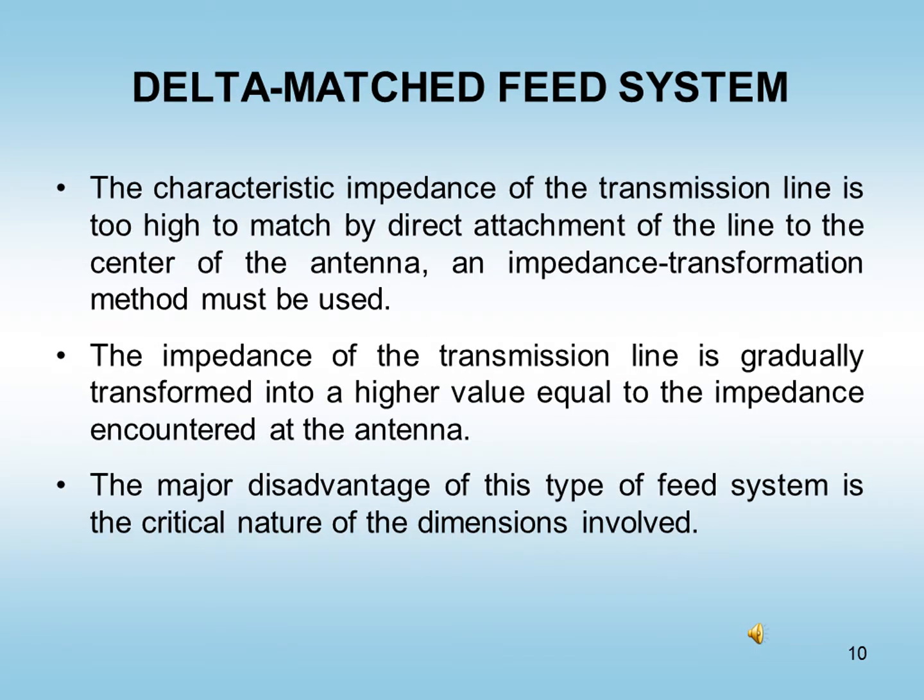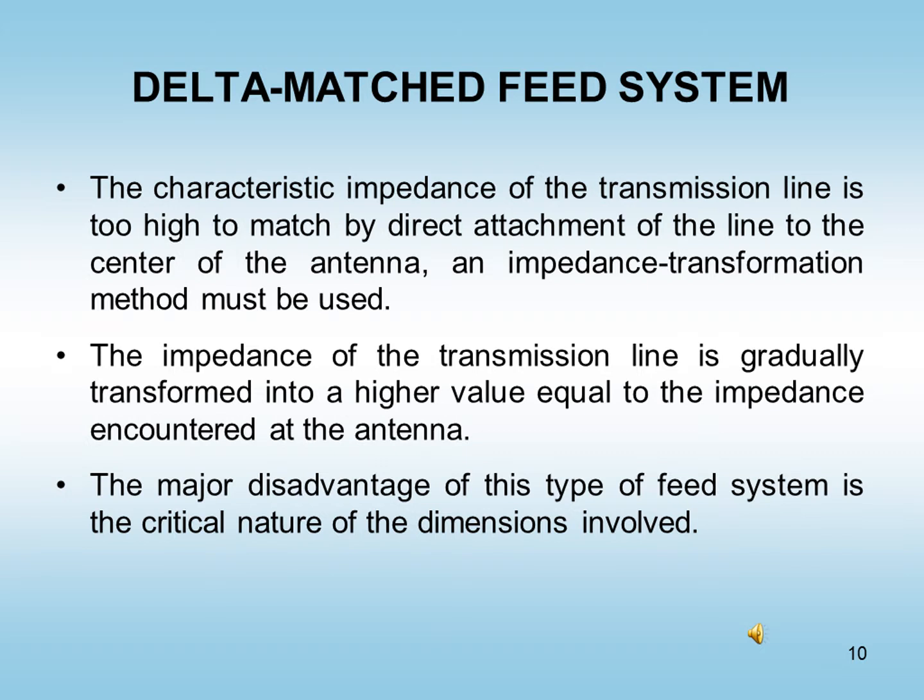Next is the delta match feed system. The characteristic impedance of the transmission line is too high to match by direct attachment of the line to the center of the antenna. An impedance transformation method must be used. When the characteristic impedance of the transmission line is too high to match by direct attachment, we have to utilize impedance transformation.